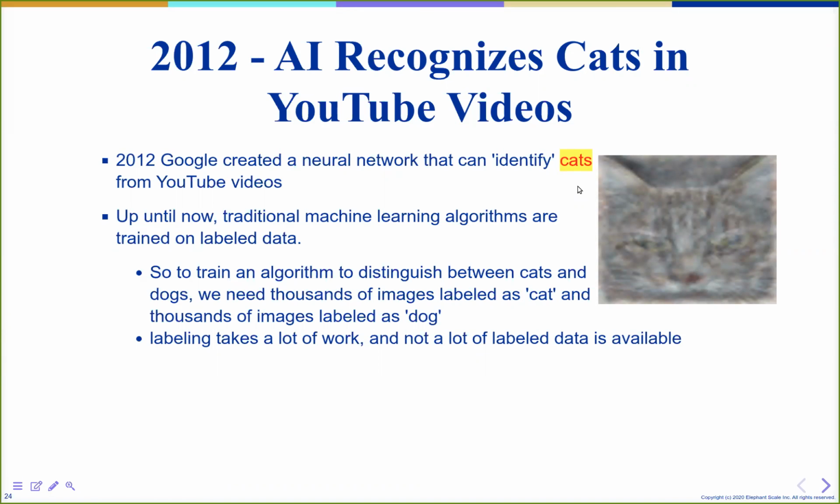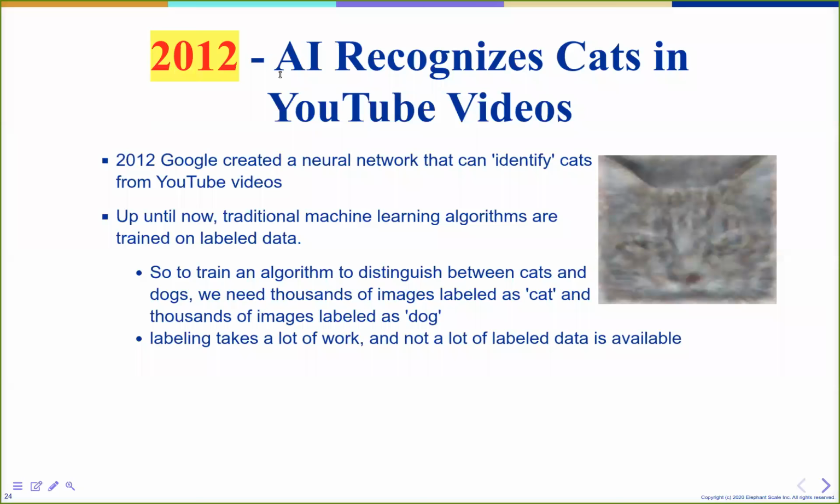The beauty of this algorithm is that nobody told it what a cat should look like. It learned by watching videos and noticing, I'm seeing this shape over and over again. Nobody told it it's a cat, but it could recognize this shape in the videos. How is that possible? They had a massive cluster of computers watching YouTube video frame after frame, trying to extract the patterns.